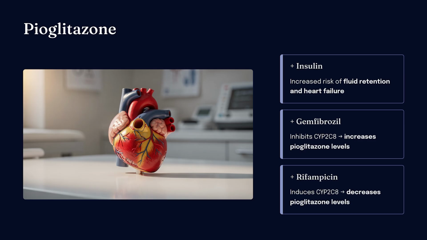Next, gemfibrozil inhibits the CYP2C8 enzyme, which is responsible for pioglitazone metabolism. As a result, pioglitazone levels increase, potentially enhancing both its therapeutic effects and adverse effects. In contrast, rifampicin induces CYP2C8, accelerating pioglitazone metabolism and decreasing pioglitazone levels. This may reduce glycemic control and necessitate dose adjustment.